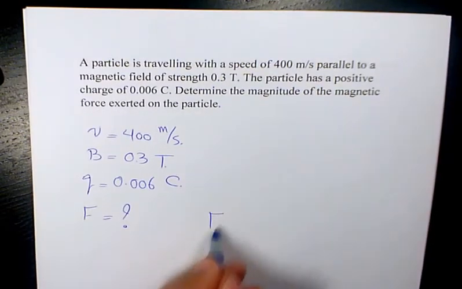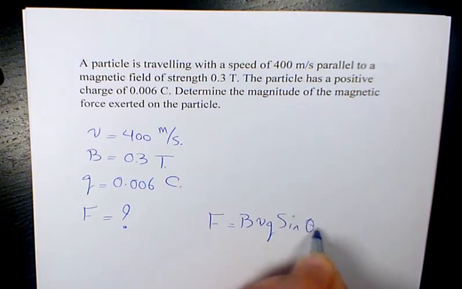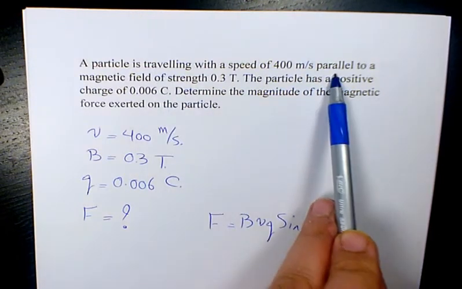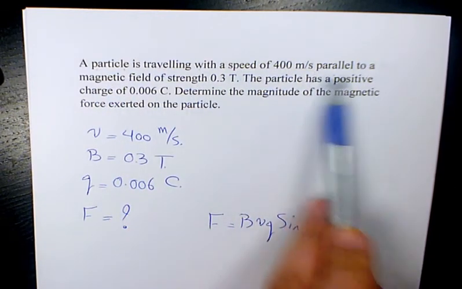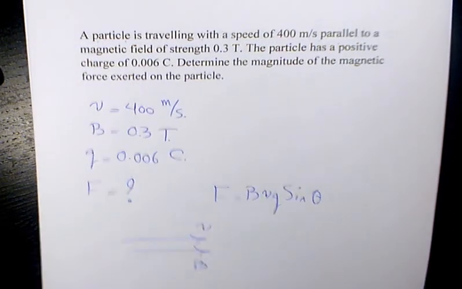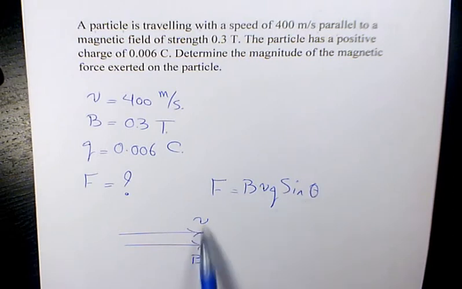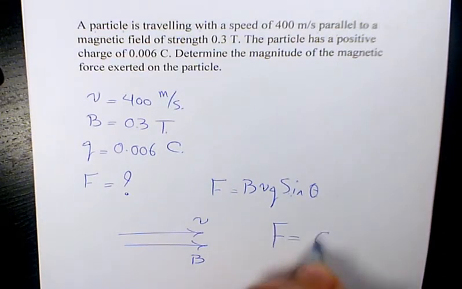So we know F equals BVQ sine theta. Here it says parallel. The particle is traveling with the speed of 400 parallel to the magnetic field. So V is the same direction as B, which means that theta, the angle between these two, is 0. So sine 0 is 0. So there is no magnetic force. So Fm is 0.